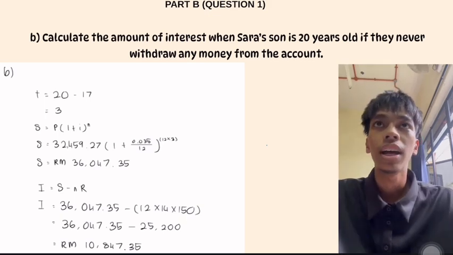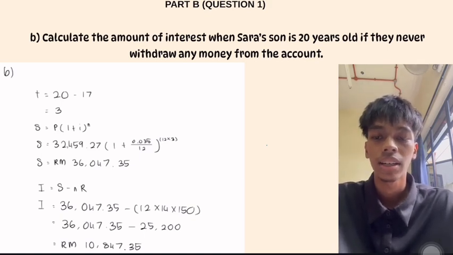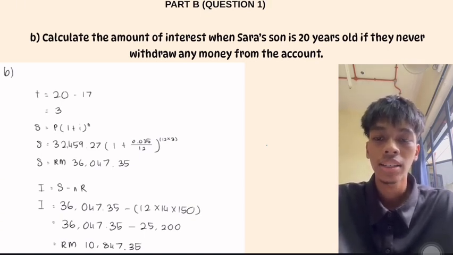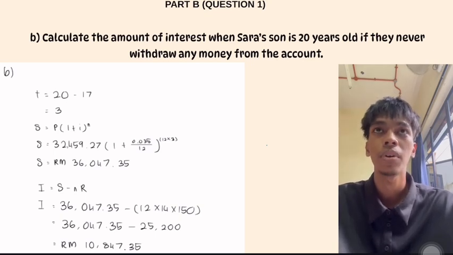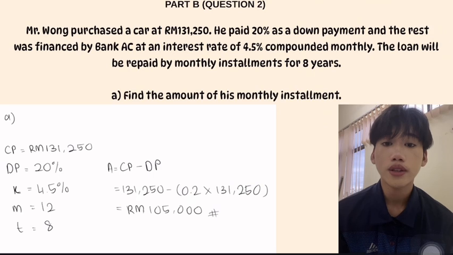For the last part, they want the interest. We use the formula S minus NR. Then S is RM36,047.35 minus 12 multiplied by 40 multiplied by 150, and we got interest is RM10,847.35.